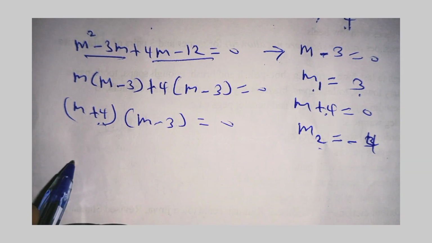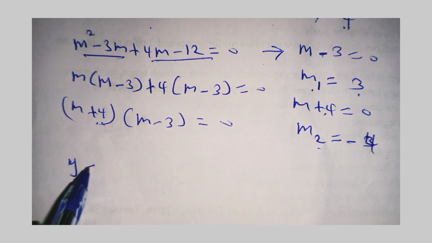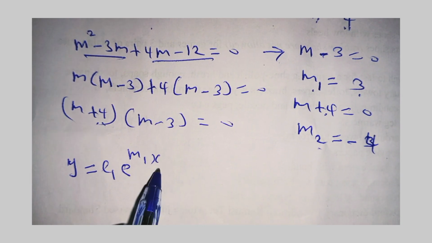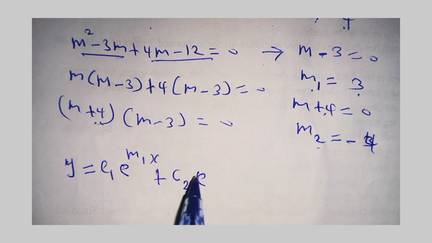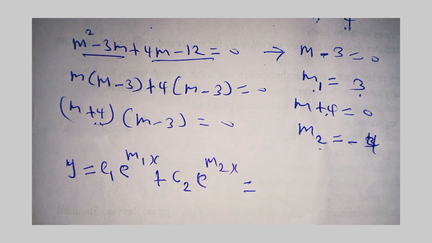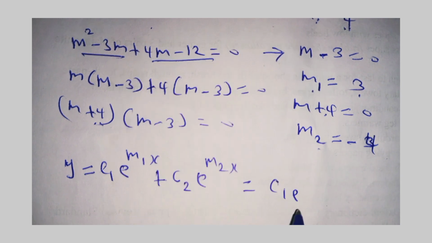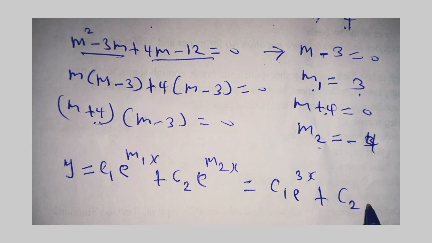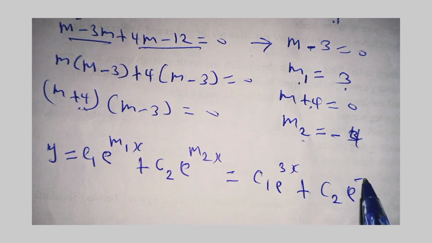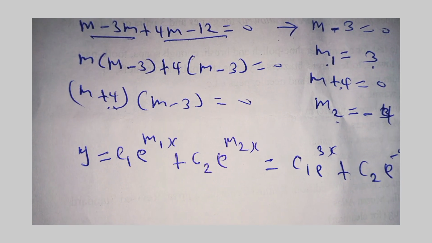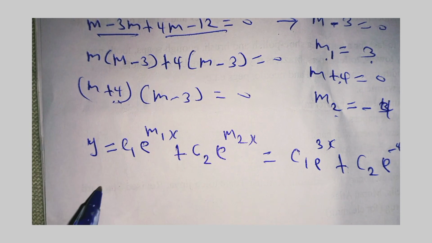So our equation was of this form: y, our solution, is c1 exponential m1x plus c2 exponential m2x. Our m1 is 3, and our m2 is negative 4. So that is our solution, which we can check, and they want us to do that. Yes, check.